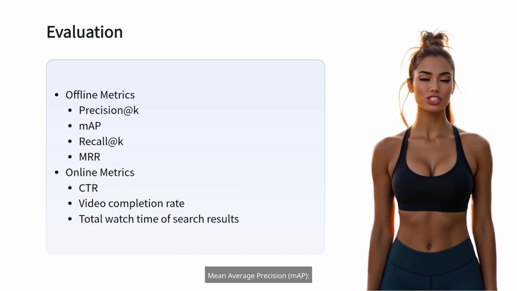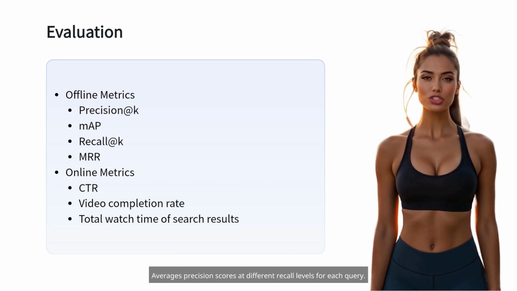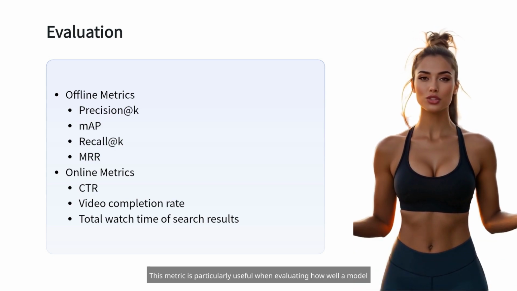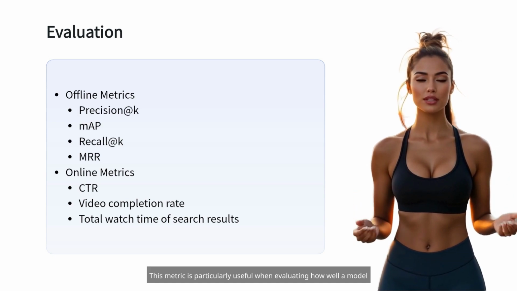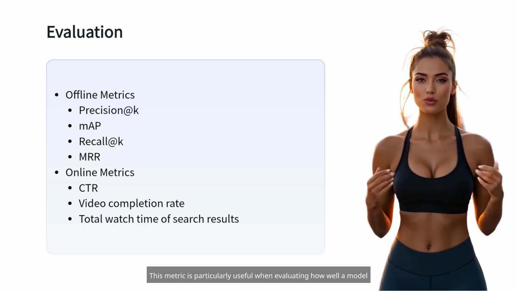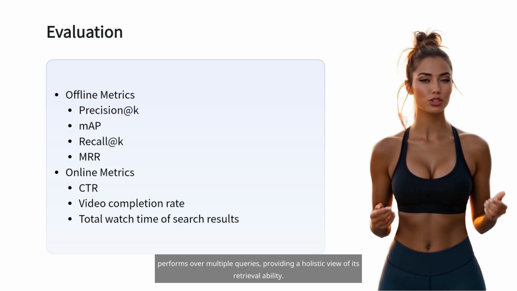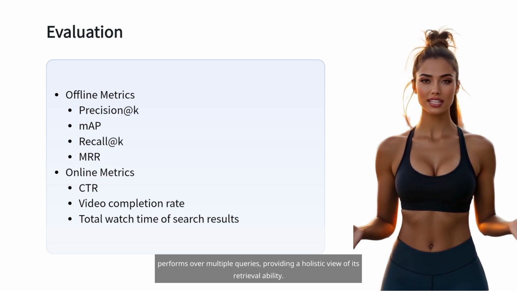Mean average precision, MAP. Averages precision scores at different recall levels for each query. This metric is particularly useful when evaluating how well a model performs over multiple queries, providing a holistic view of its retrieval ability.